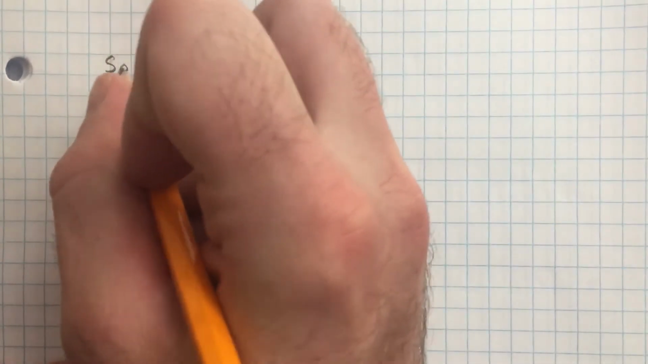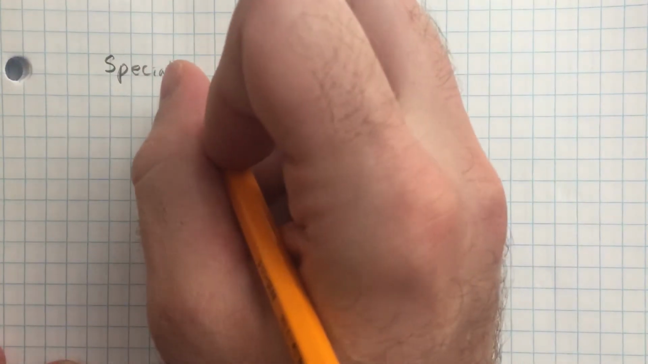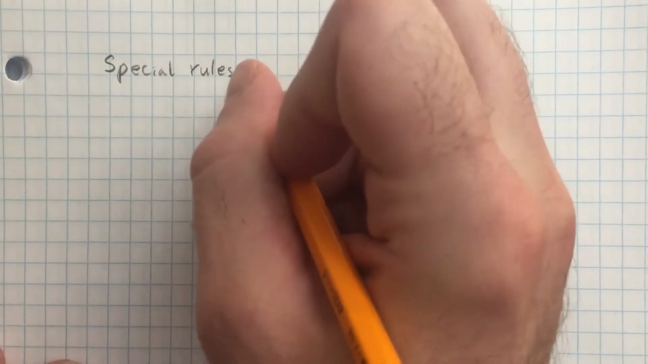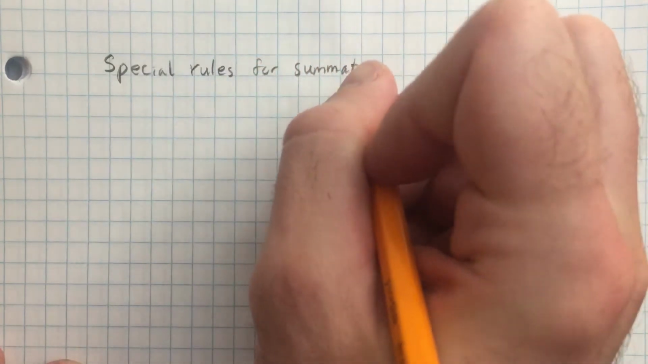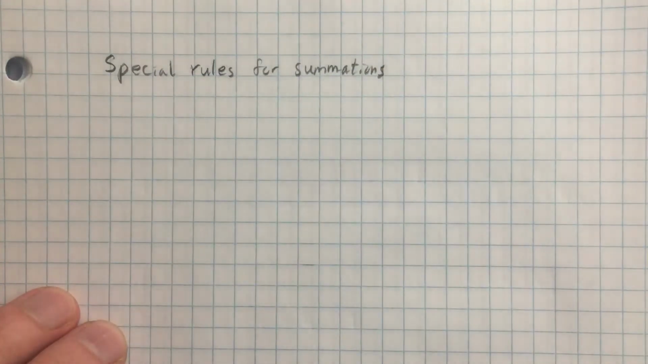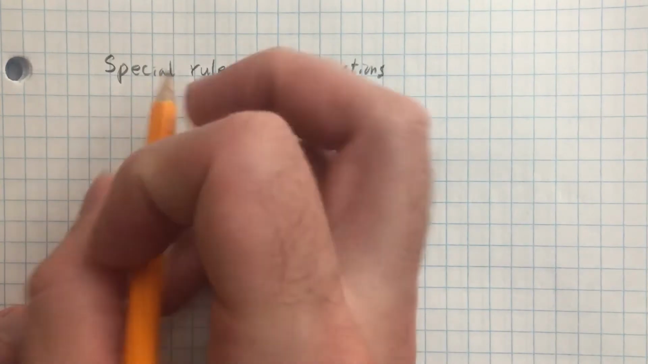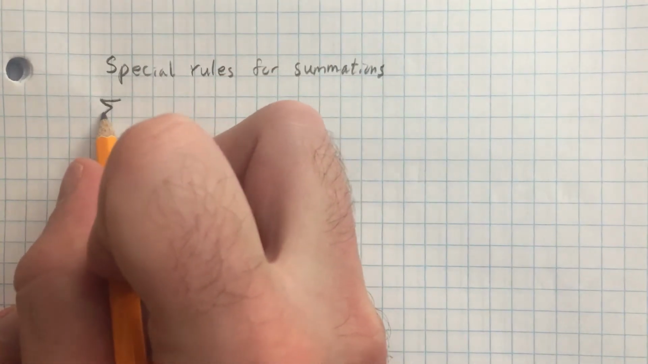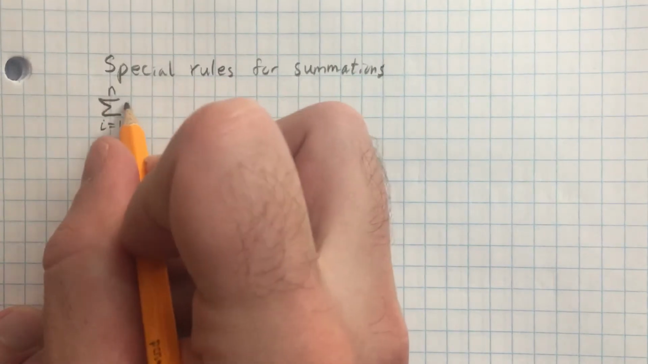There are also special rules for certain types of summations. We need to know in case we need to make some more difficult computations. So for instance, one of them has already been mentioned, sum i equals 1 to n, where you see nothing inside the sigma symbol.